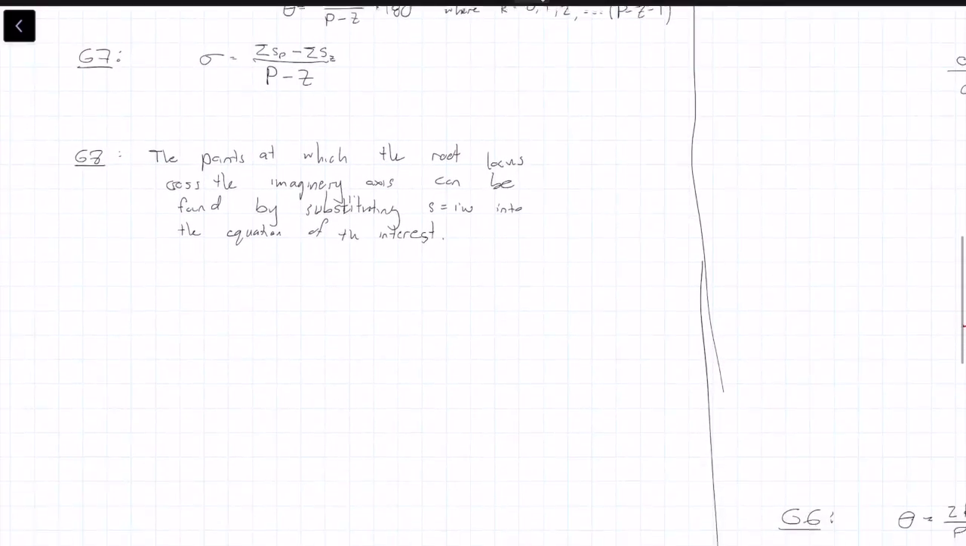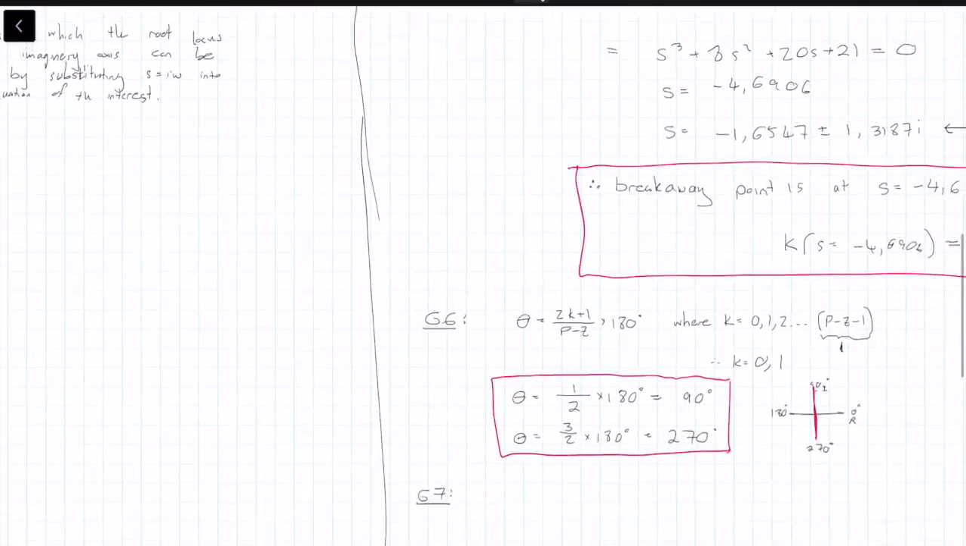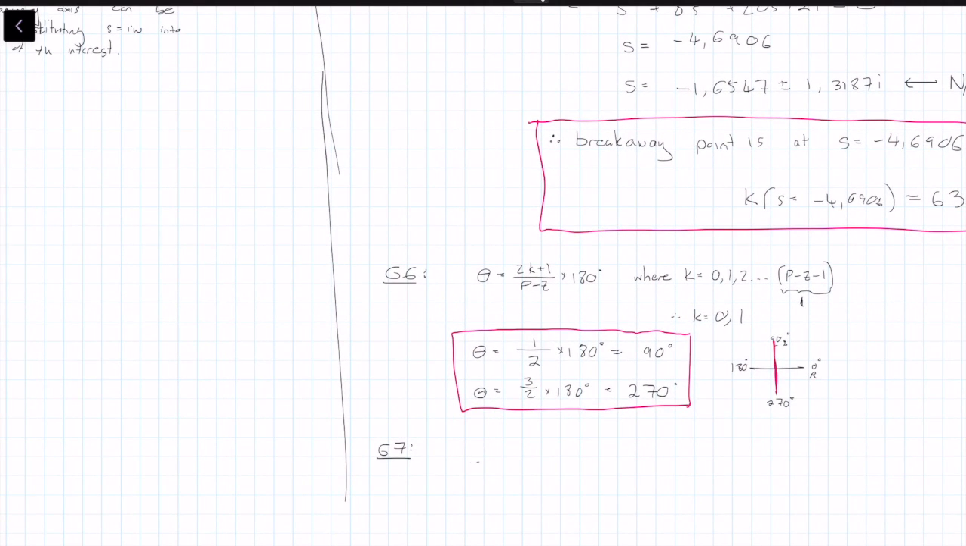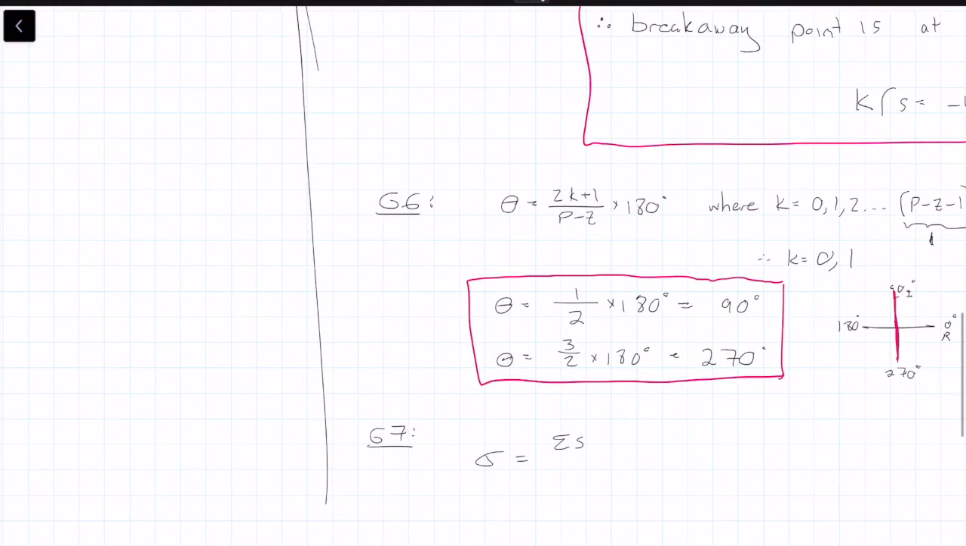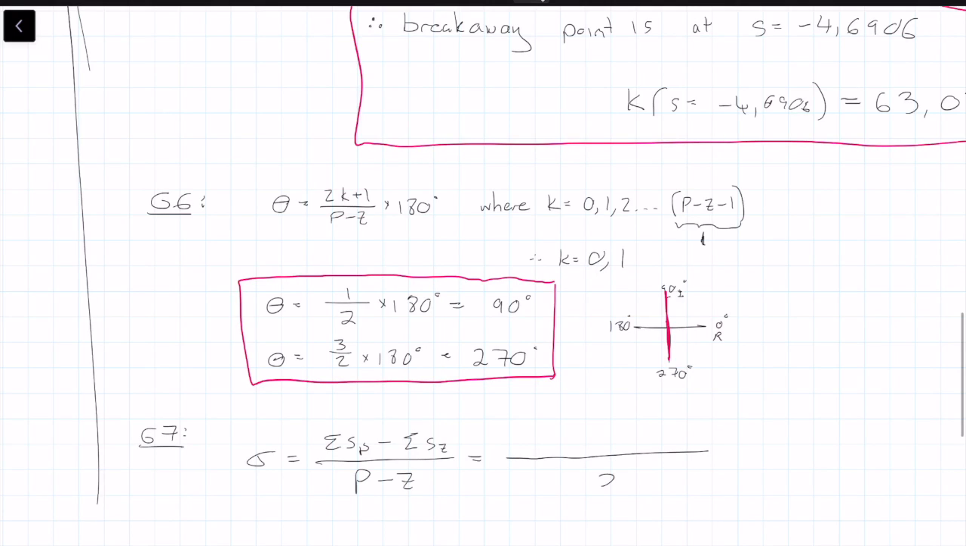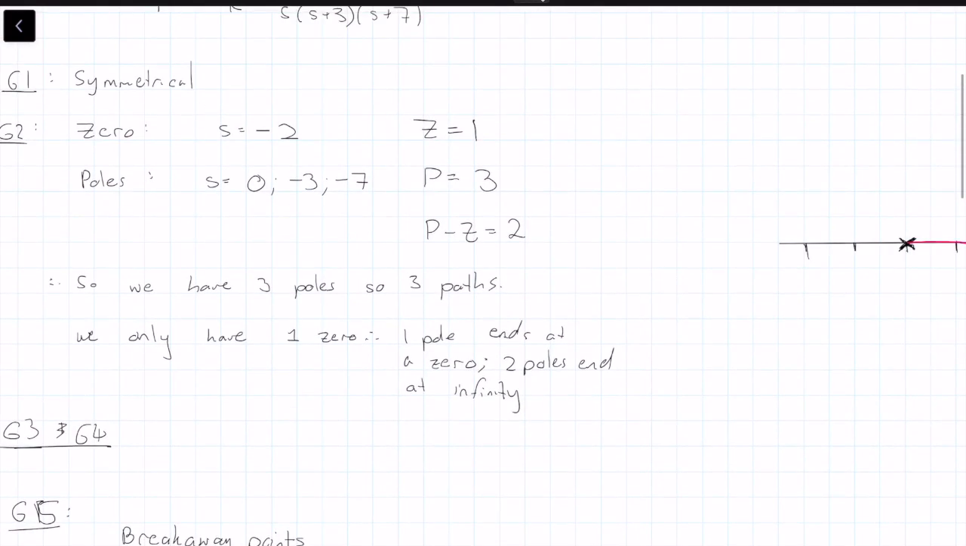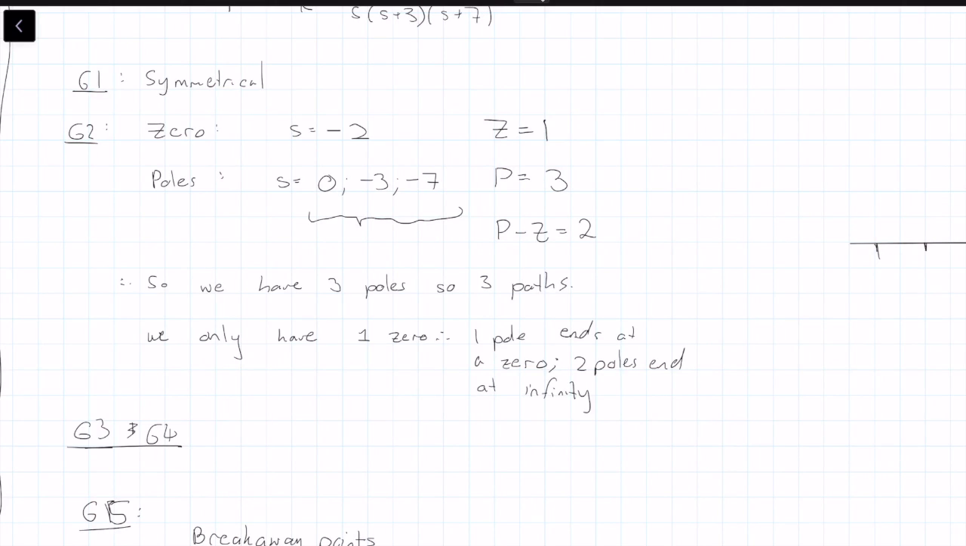Guide number 7 says sigma, the point of the asymptote, the centroid of the asymptote, is equal to the sum of the S values of the poles minus the sum of the S values of the zeros, all over the number of poles minus the number of zeros. We already know that the poles minus the zeros is 2. So the sum of the poles is the sum of these values right here: 0, minus 3, minus 7, minus the sum of the zeros, which is minus 2. So that is going to be minus 8.